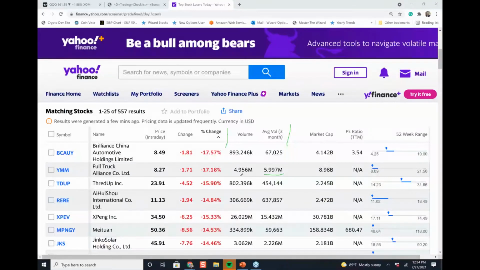Go down to XPeng. 26 million shares today already. The average day is 15 million. We're almost double the normal day. Look at that stock price drop 15%. That's surge. Let's go to the opposite side.